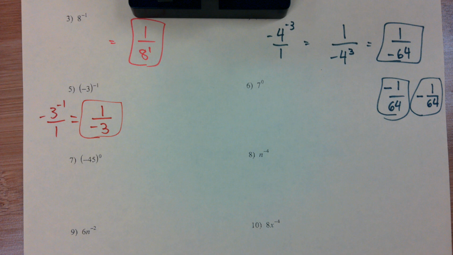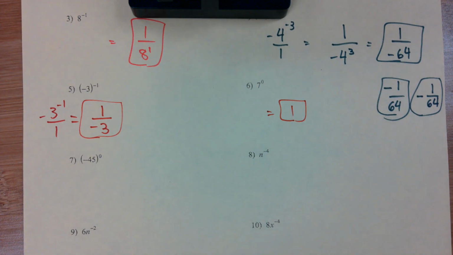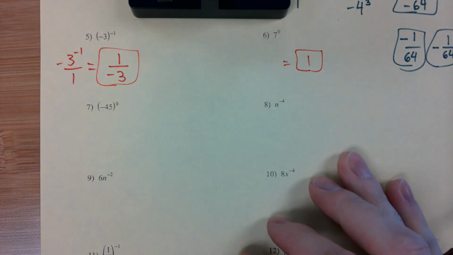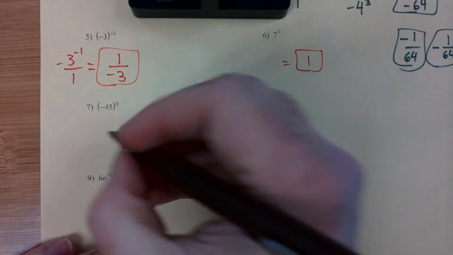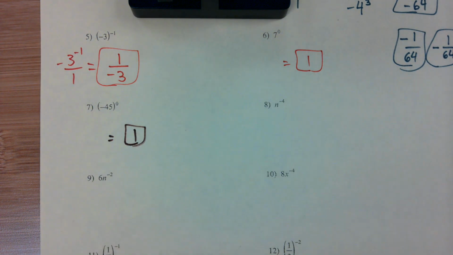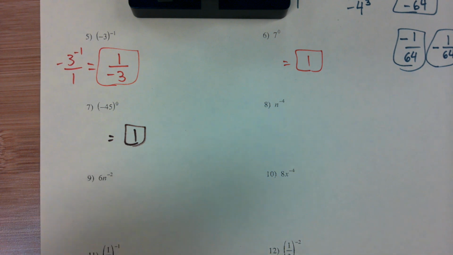What's our answer to number 6? 7 to the power of 0 is 1 every single time. Whenever there's a 0 power, it's always 1. Which means that for number 7, even if we have a negative 45, our answer is still just going to be 1, not negative 1. Yes? Sure. So our answer is not going to be negative 1 here. It's going to be positive 1.